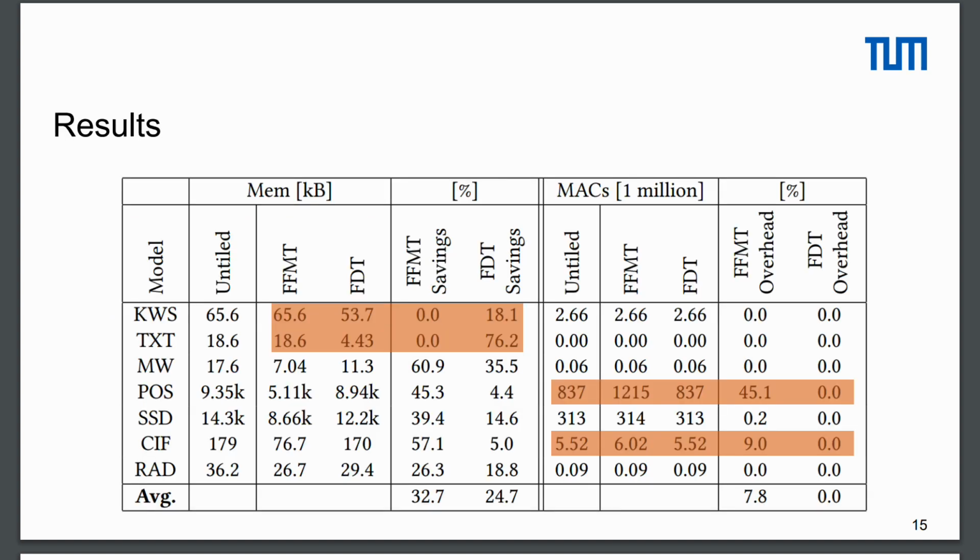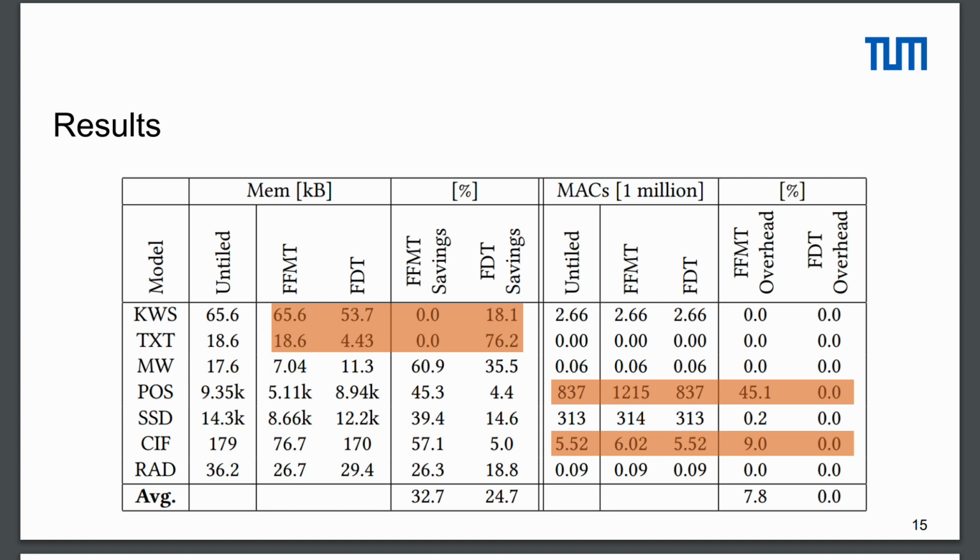The results I've shown here. In the first column, the 7 different models. Then you can see their untiled size. So this is just the normal deployment, the memory usage of them. Then using the fused feature map tiling, we found that for 2 models, this actually doesn't find any optimization because there are just not the right operation sequences to exploit there. And there we could find solutions when using this fused depthwise tiling. In one model, pretty significantly saving 76%.